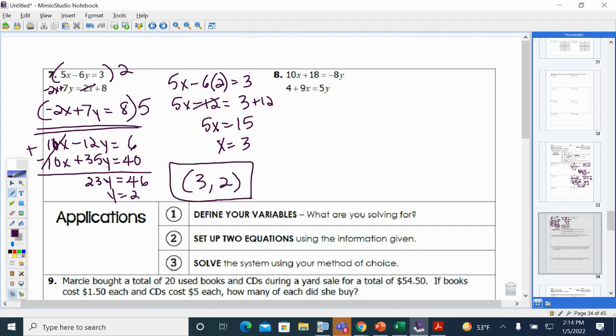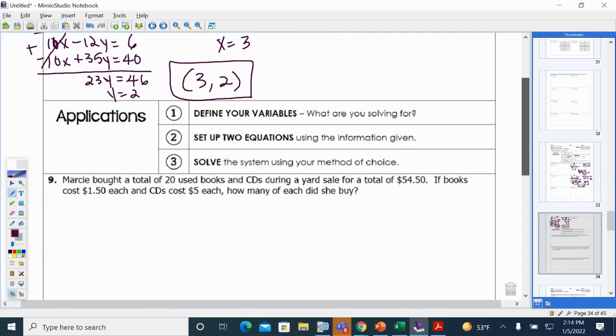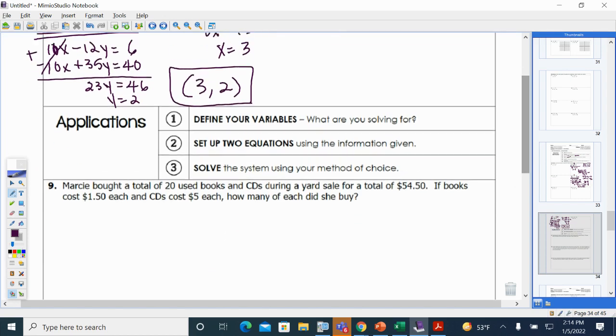All right, let's jump down to the next part of our notes here. These are the word problems. This is the application part of this lesson. Where we got word problems. The steps here say to define your variables. What are you trying to solve for?